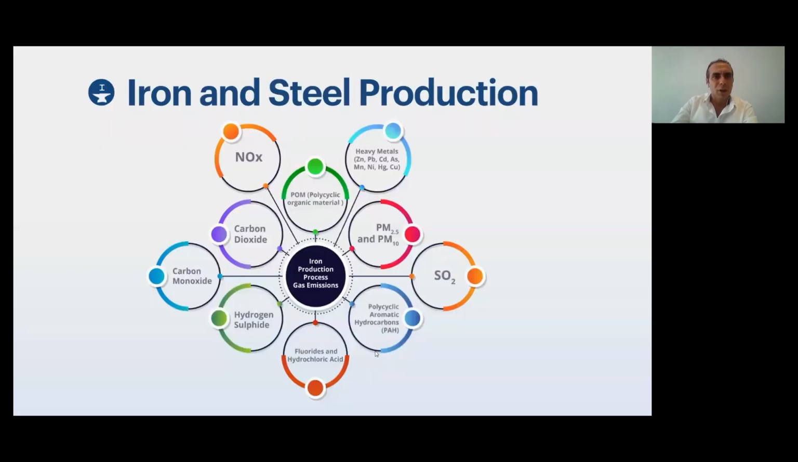And I think the last one is iron and steel production. Everybody knows that since the Industrial Revolution, iron and steel is a part of our life. So while producing iron and steel, NOx, sulfur oxides, carbon monoxide, hydrogen sulfides, those kinds of emissions are released from the chimneys, and those chemicals turn to acids and make acid rain.